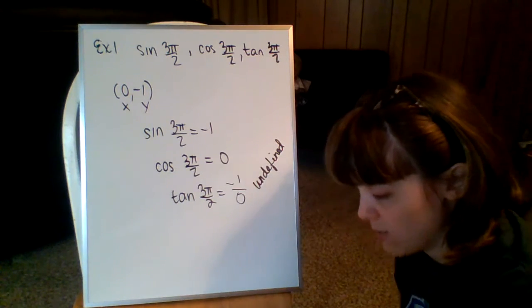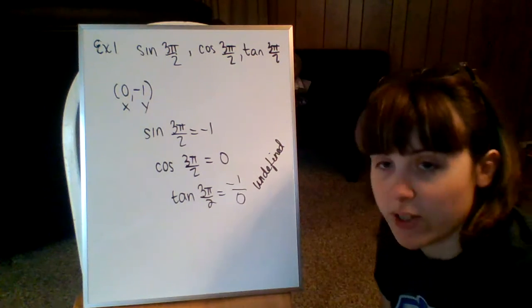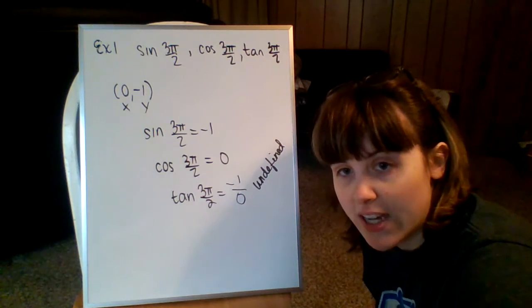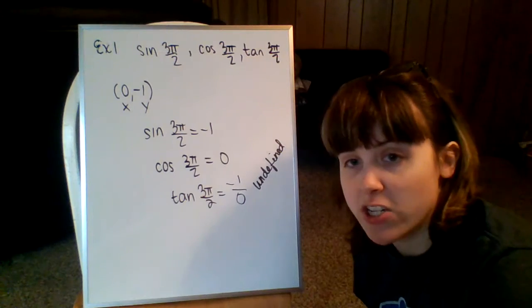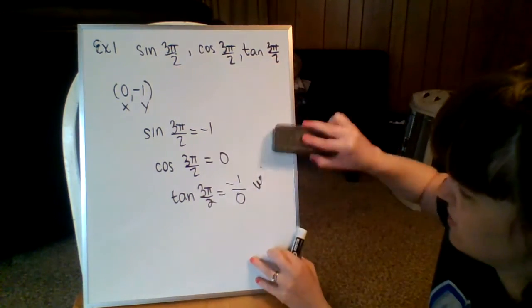Now on example 2, I've given you several different values, so we're going to find them on the unit circle. If it says cosine, you tell me what the x is. If it says sine, you tell me what the y is. And if it says tangent, you take y divided by x. Alright, so let's do it.